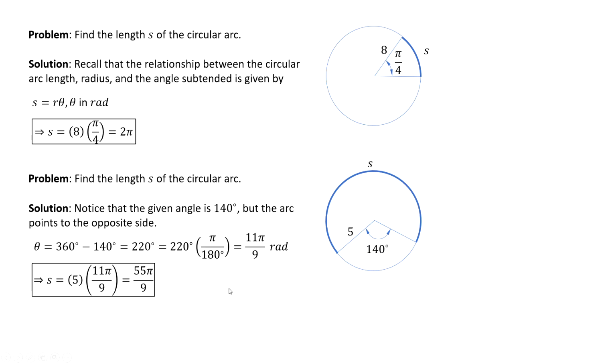I don't know what other software you might use to do homework. They may have answers in terms of decimals, and for that you may need to use a calculator. But if I'm doing a test or a quiz, you write your answer as 55 pi over 9, you're going to get full credit. Cool? All right.